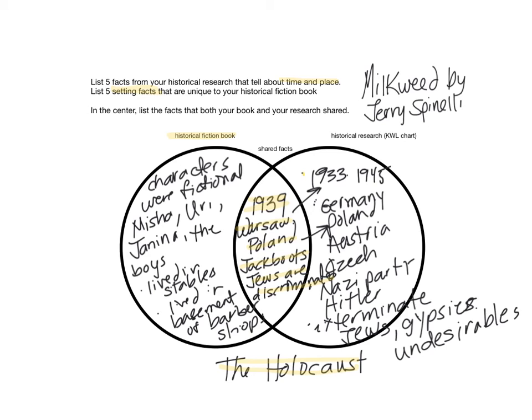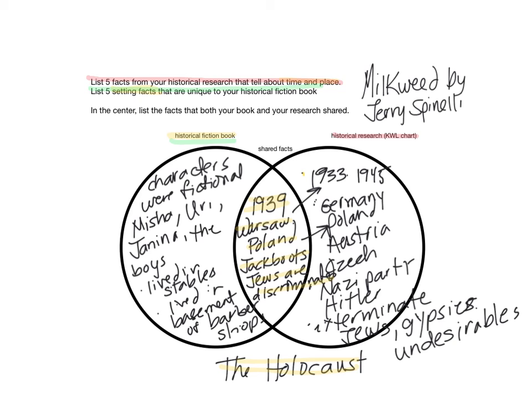So when you work on this worksheet this week, what you're going to be looking for are at least five facts from your historical research that tell about time and place. And you're going to put it on the right-hand side of your Venn diagram. So those are 5 facts. Then, from those facts, the next thing is 5 setting facts that are unique to your book. What are some things that the author puts in the story that you didn't find in your research? And you're going to put that on the left-hand side of your Venn diagram.